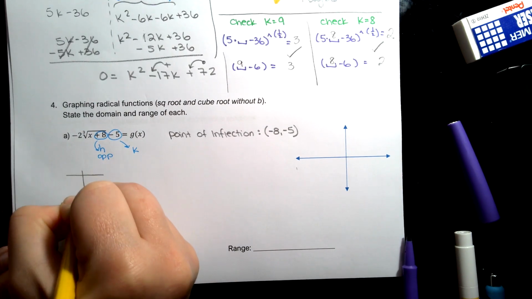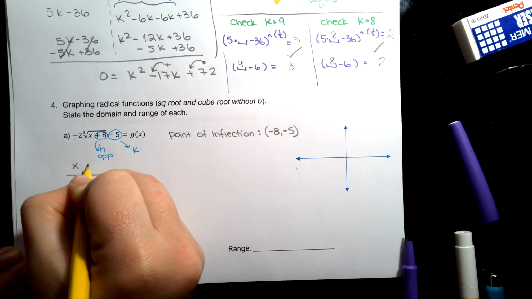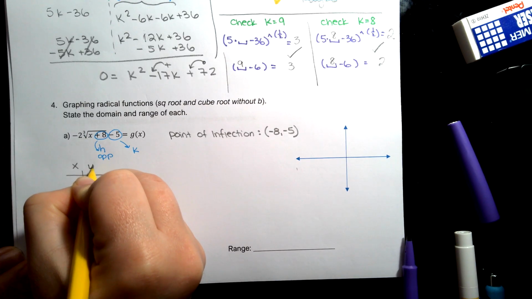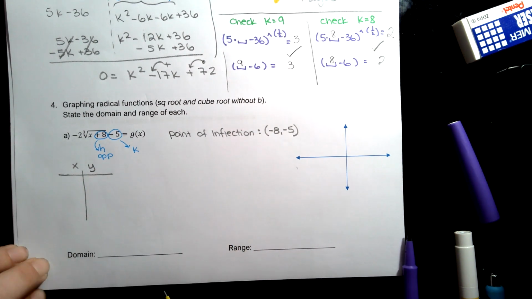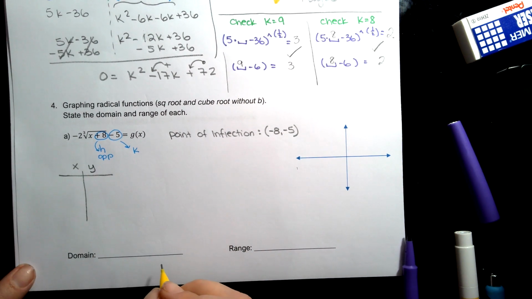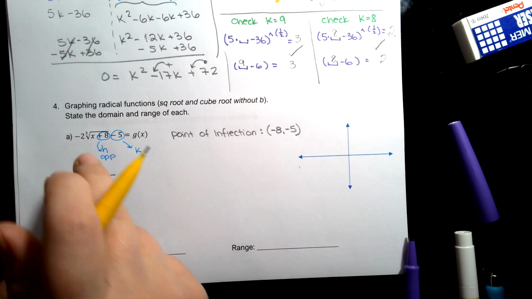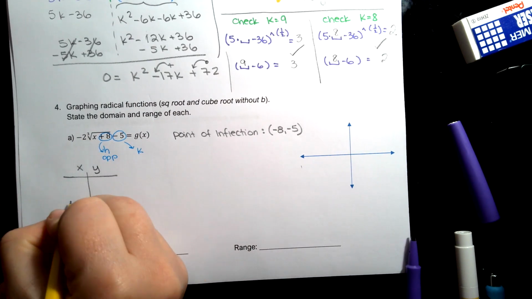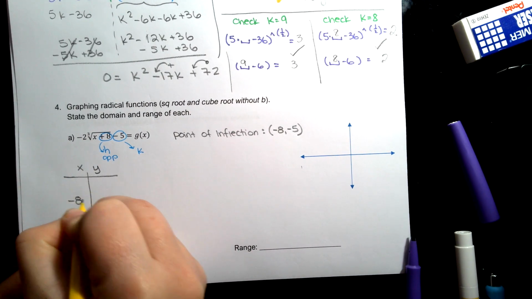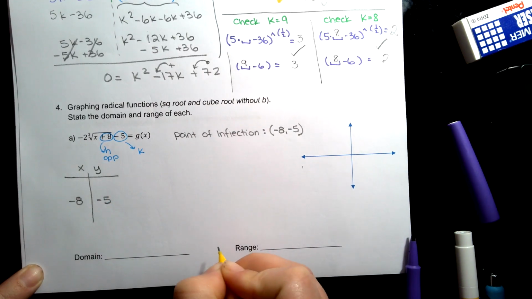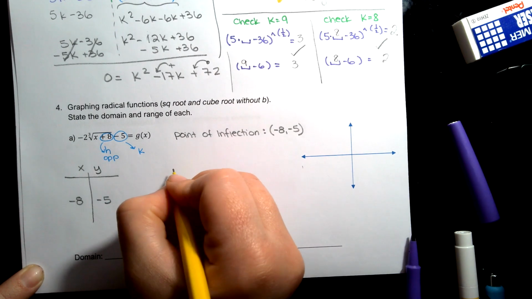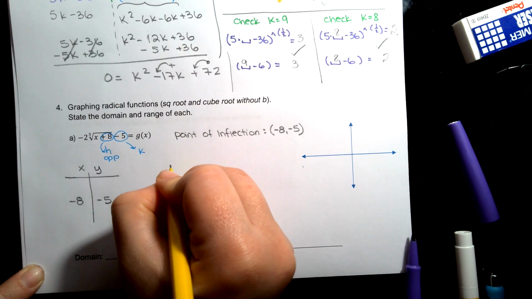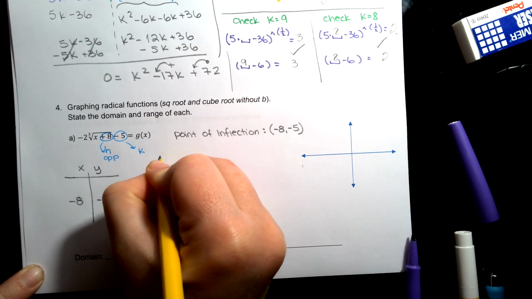After that, you're going to create a t-chart. And you are going to find some pretty values that can work with a cube root, okay? So here's my point of inflection. I'm going to write that inside here. Now, there's different ways of doing this, and I am going to show you one of them here. So I'm going to take the inside.